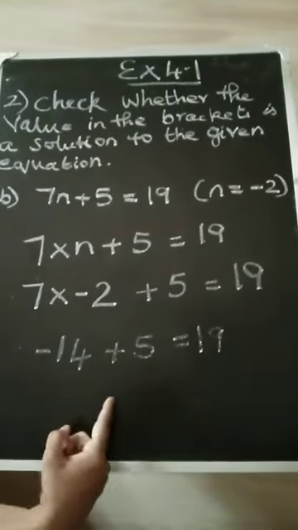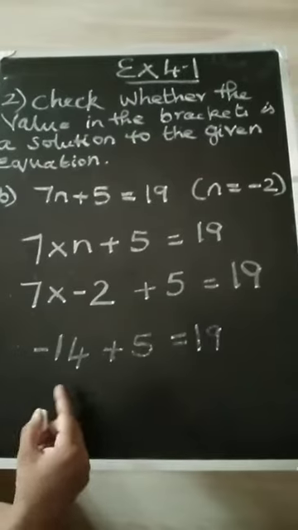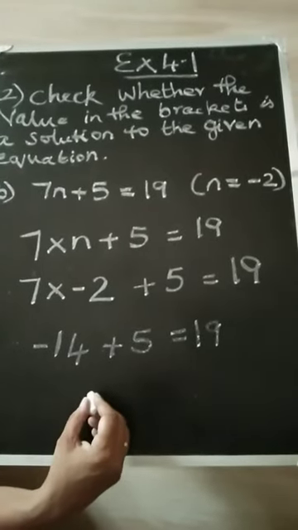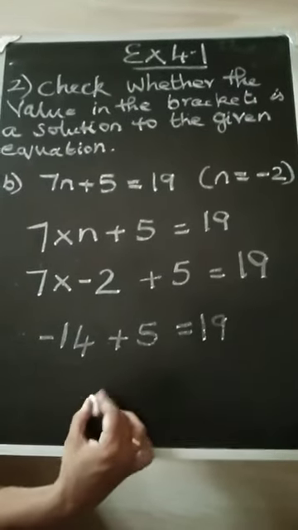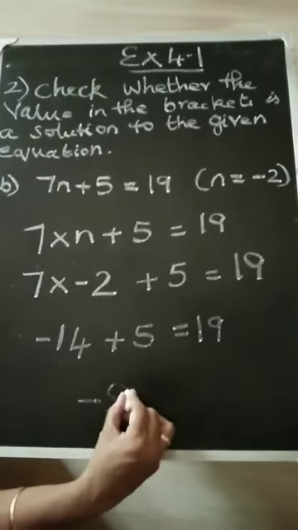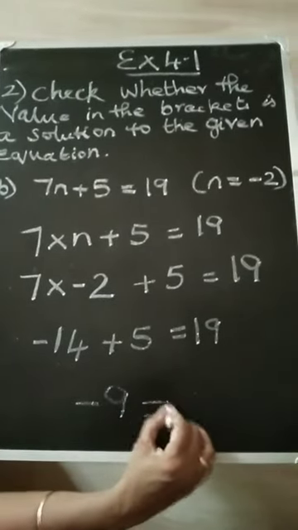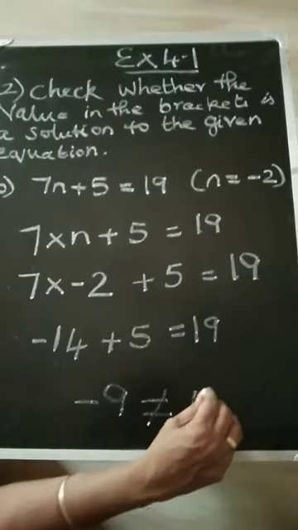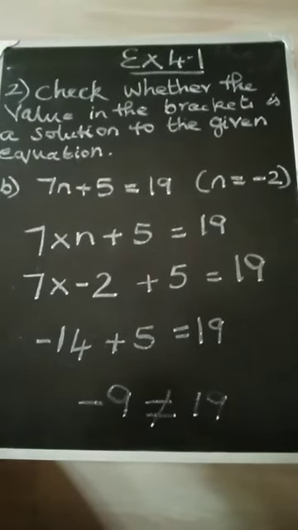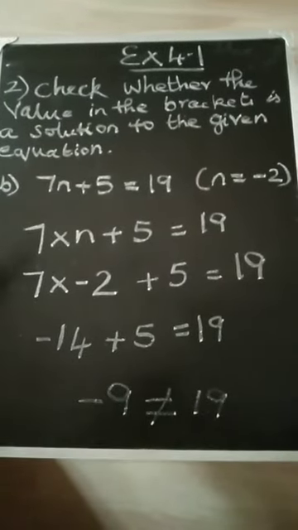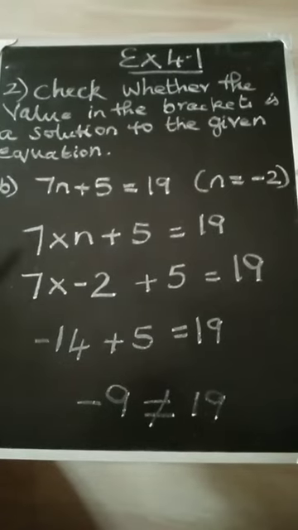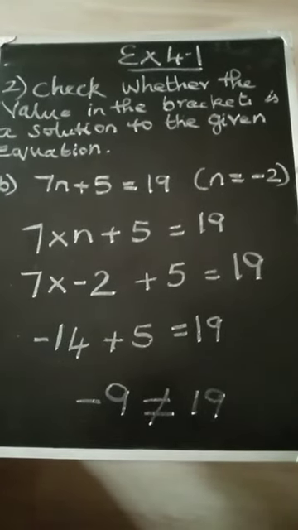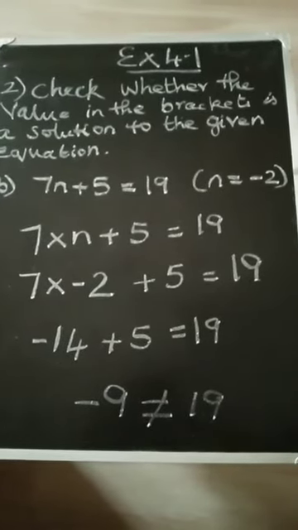Now two numbers with two different signs, so you will subtract and put the greater number's sign. So minus 14 plus 5 is minus 9, which is not equal to 19. Therefore, n equal to minus 2 is not a solution for 7n plus 5 is equal to 19.